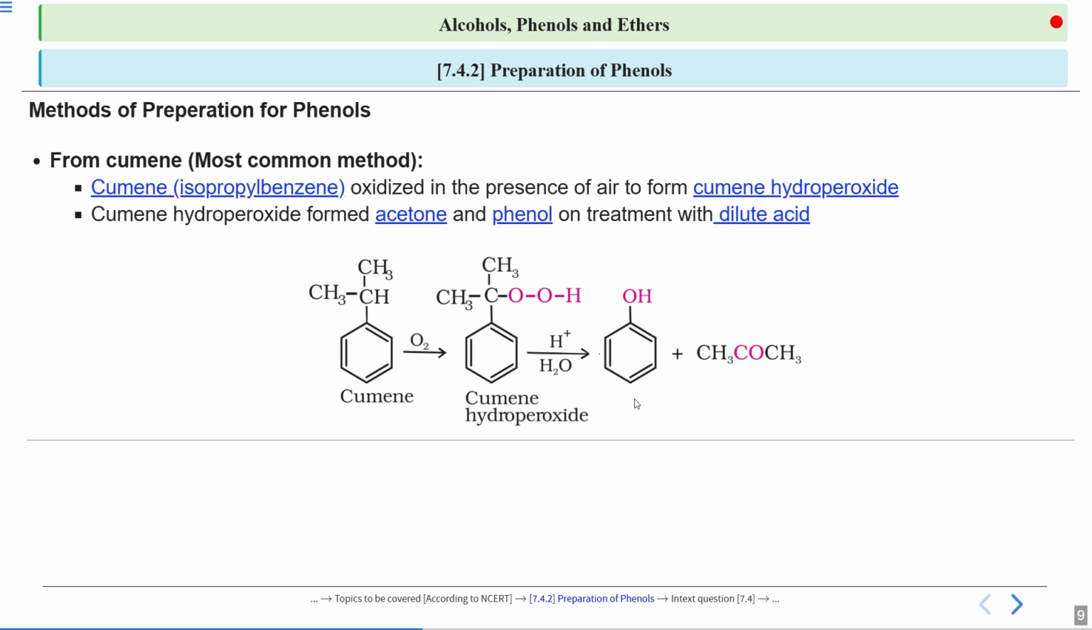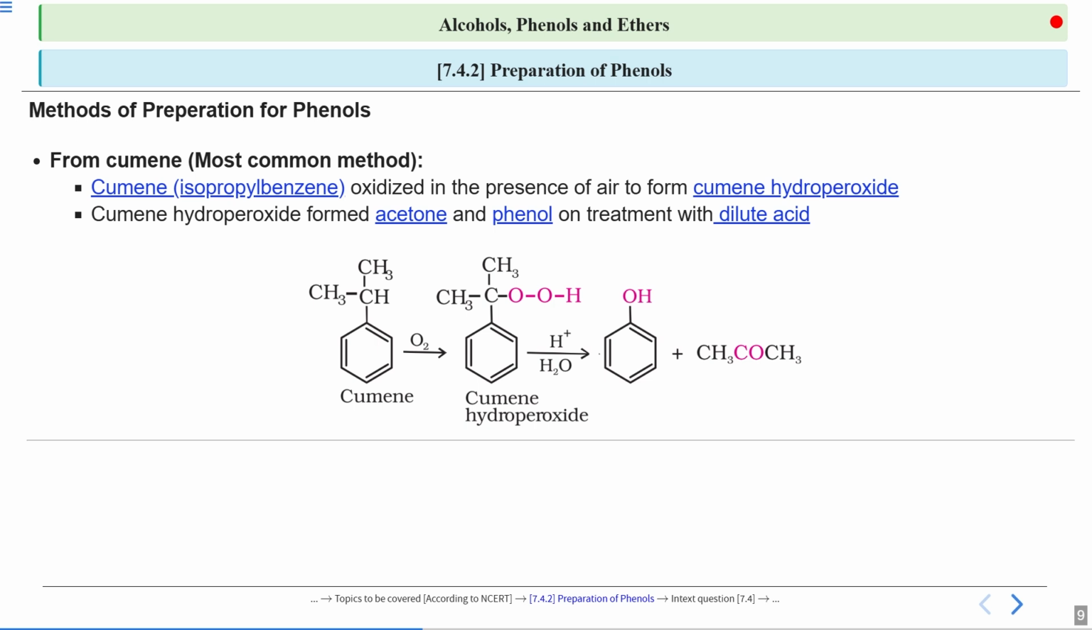So this is how, from four methods, we prepared our phenol. First method we saw from haloarenes, that is we took a chlorobenzene. From chlorobenzene we got a phenol. Next method we saw benzene sulfonic acid, that is the SO3H group attached to your benzene ring. By electrophilic substitution reaction taking place, you will see from benzene sulfonic acid you get a phenol.